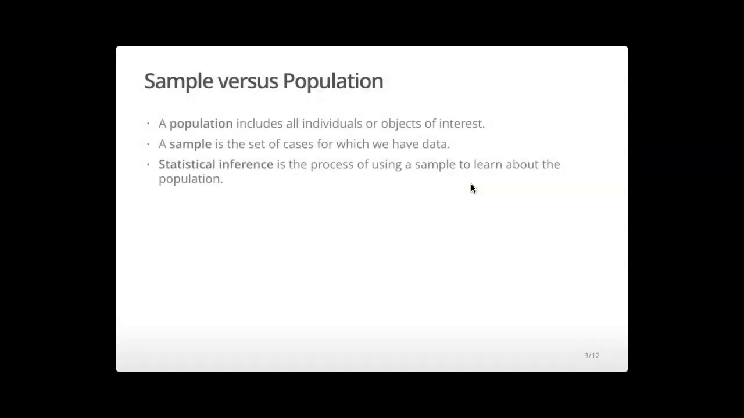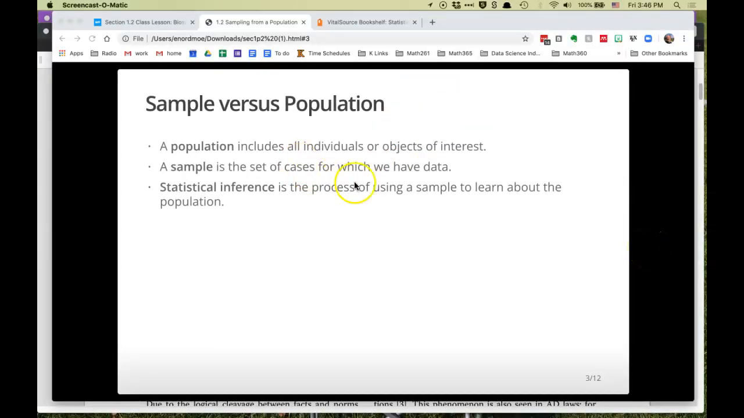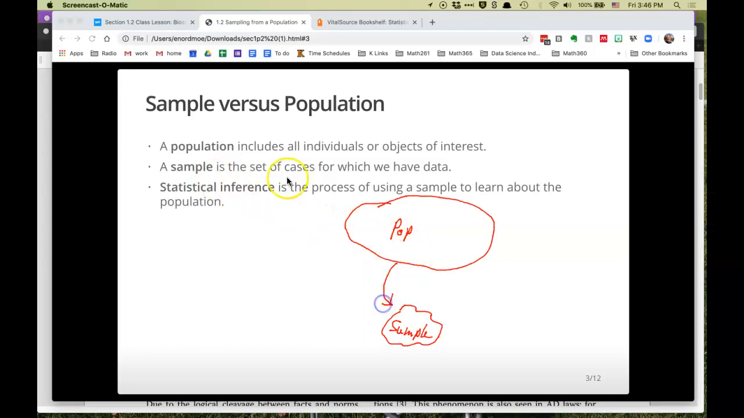Let's talk a little bit more about terminology here. The population includes all individuals or objects of interest. Let me try to diagram this a little bit for you. Sorry, a little technical difficulties, but here we can think of as our population. And down below, some subset, which is our sample. We're taking a selection from this population, right? So the population is the individuals or objects of interest.